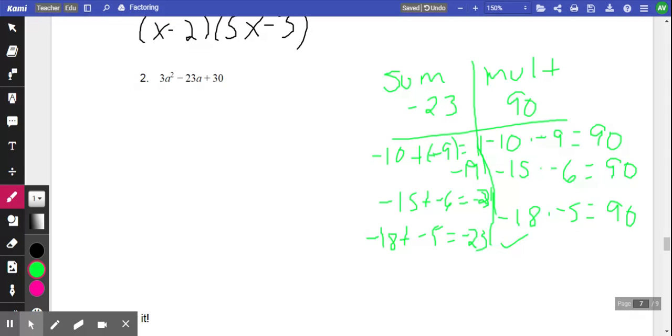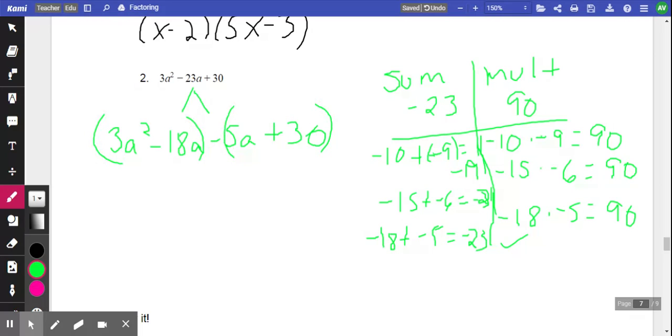But now remember what we do when we find those numbers: we put them in place of the negative 23, the b term. So I'll do 3a squared minus 18a minus 5a plus 30. That's what we do with these numbers once we find out what they are. This one did take us a few tries because 90 has a lot of factors. But we put them in place of the middle term, and then we factor by grouping.